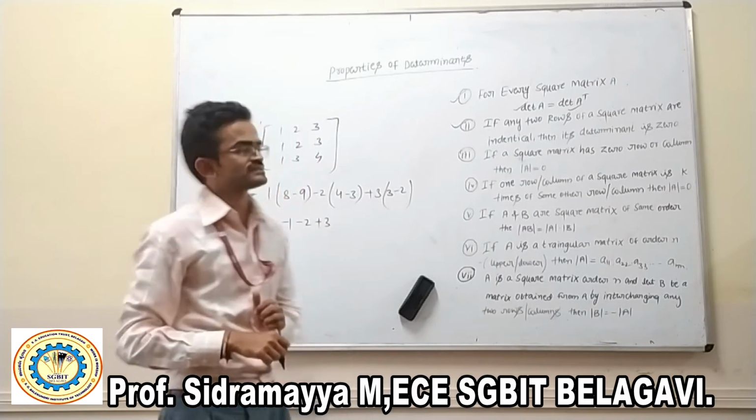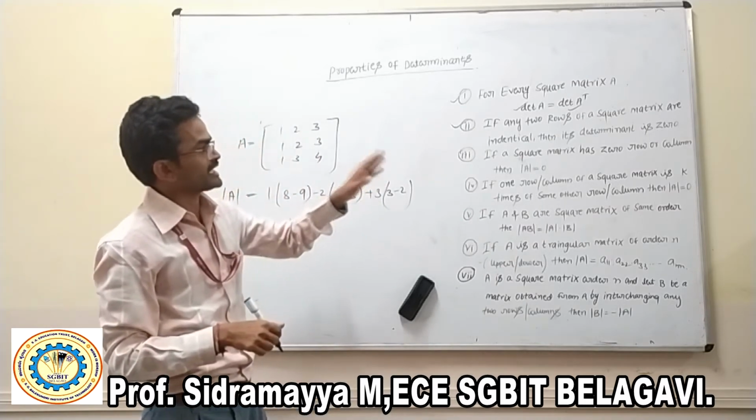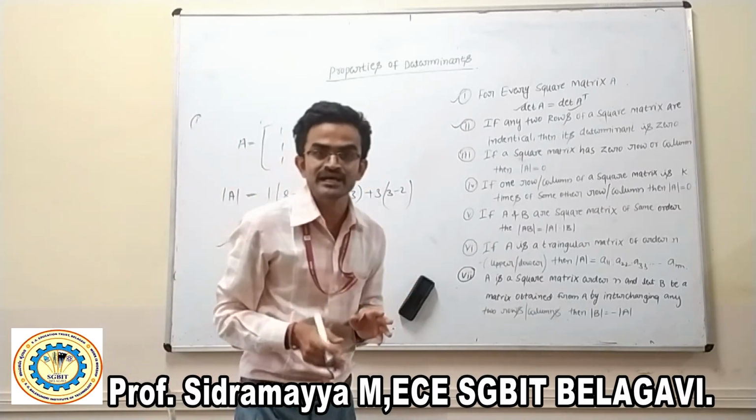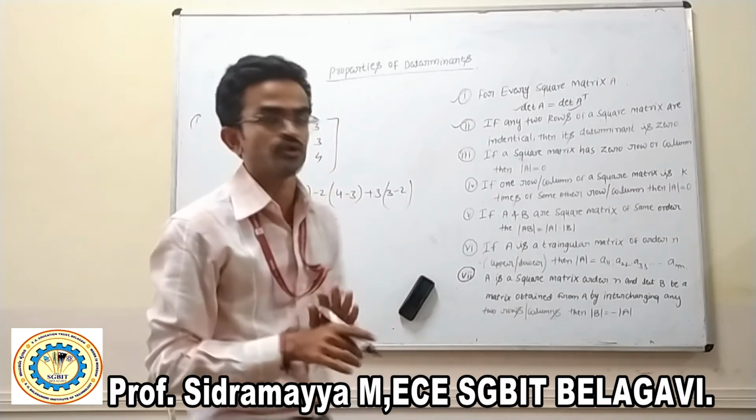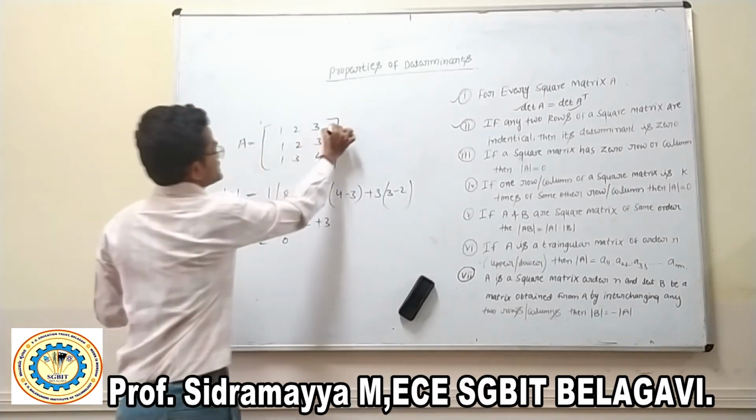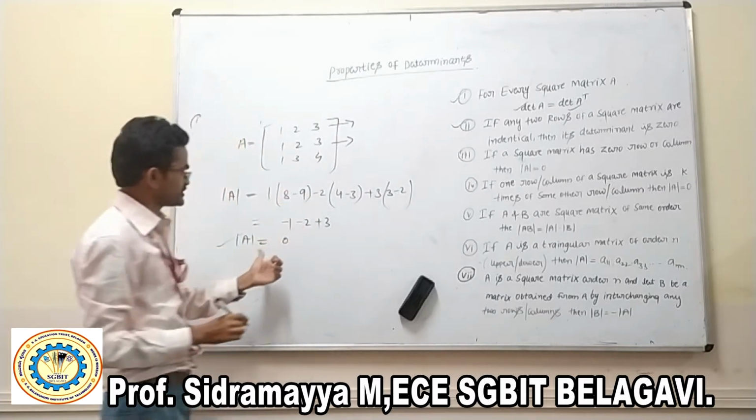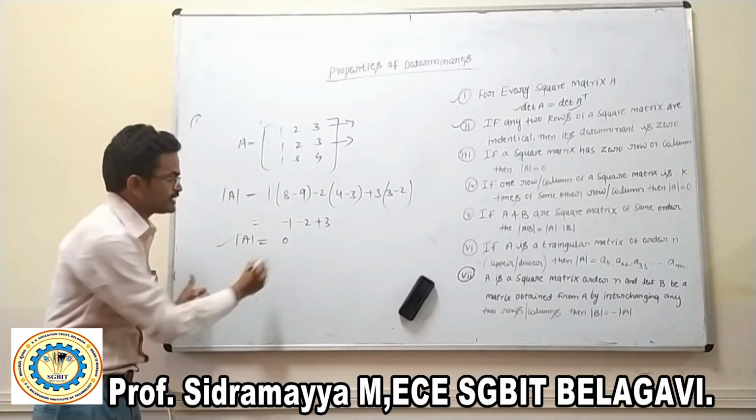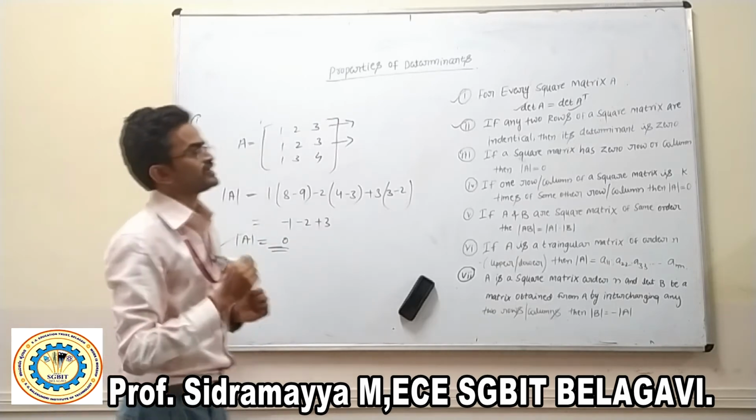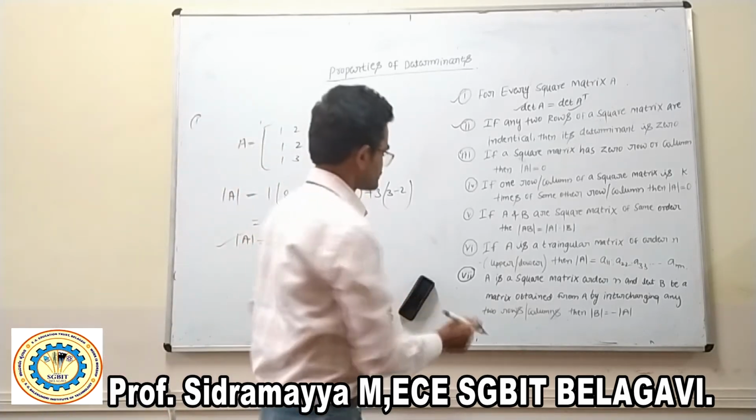What is the second property? It says that if any two rows or any two columns of a square matrix are identical, then its determinant of A is equal to 0. So in this matrix, the first row and second row are the same, identical. That's why we got its determinant equal to 0. So this is all about the second property.